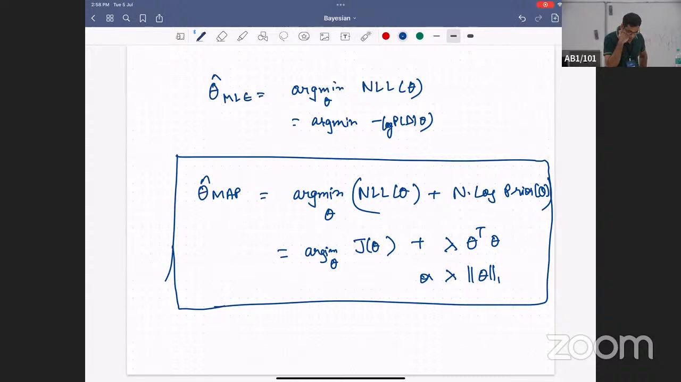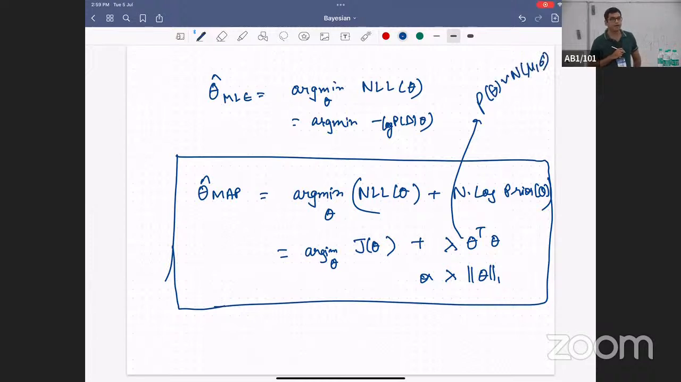Yes. So this is for a specific form that I'm showing. This particular thing comes when P of theta is given as normal with some mean and some scale. So this comes when P of theta is normally distributed with mean mu and sigma as the scale. This regularization comes when we assume the prior is distributed with the Laplacian distribution.